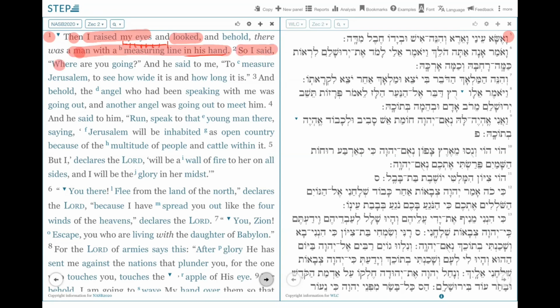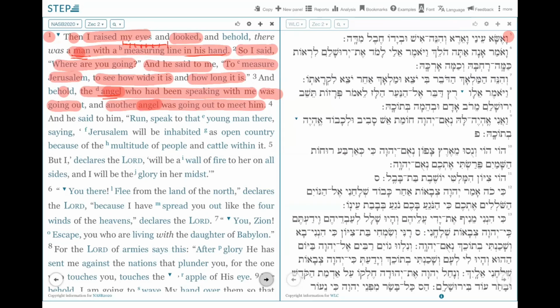So I said, "Where are you going?" And he said to me, "To measure Jerusalem, to see how wide it is and how long it is." This would be going to demonstrate that this measurement is to retain the size of Jerusalem. And behold, the angel who had been speaking with me, this is a different angel. This one goes and measures. And the one who's been talking to Zechariah was going out, and then another angel met him. So there we see a lot of angels meeting each other and they were talking.